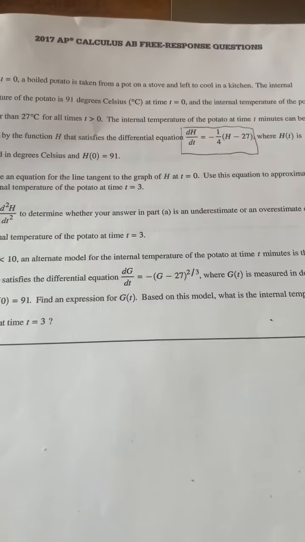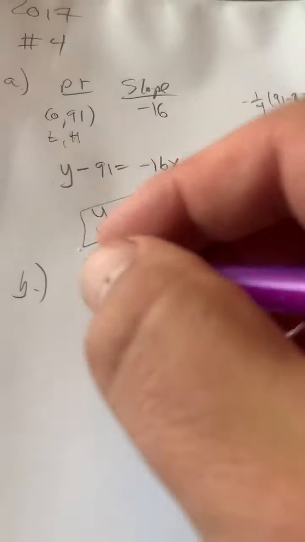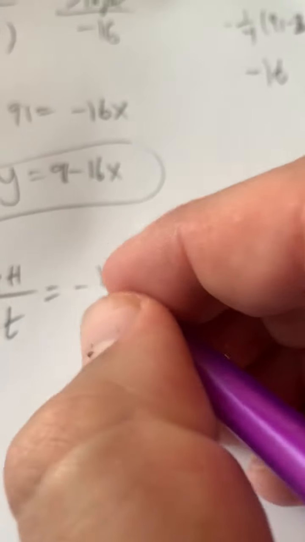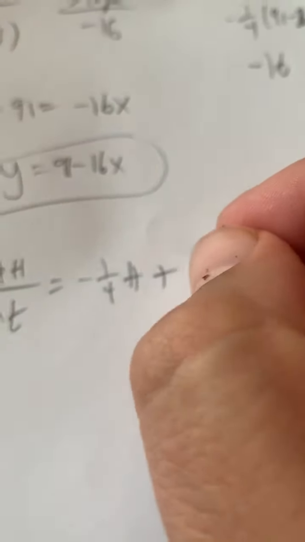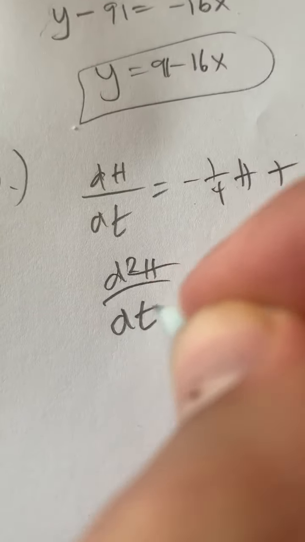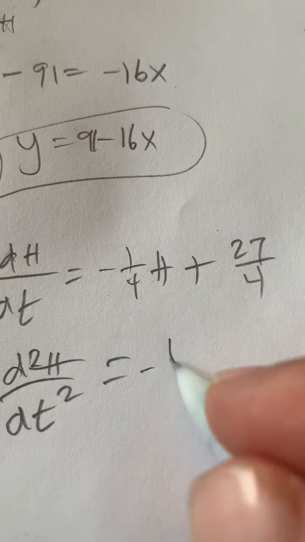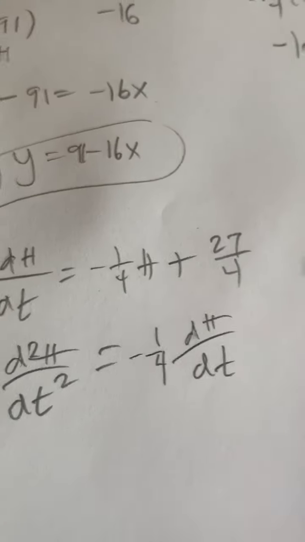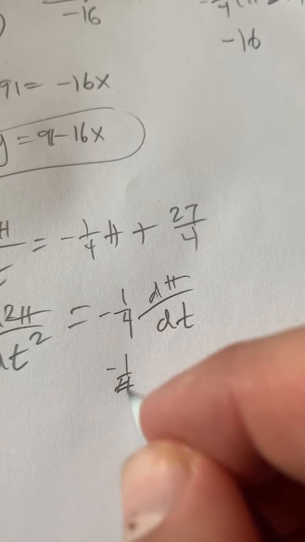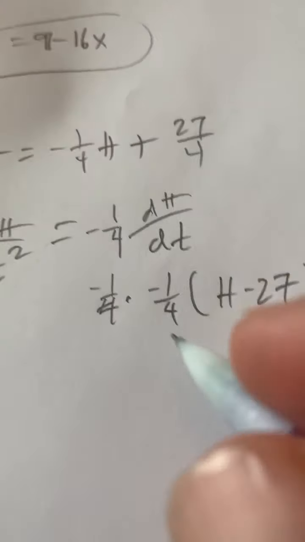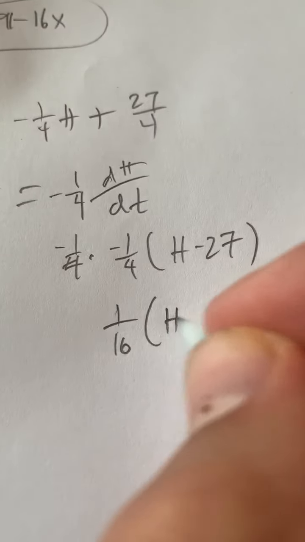Part B says use the second derivative to determine whether your answer is an underestimate or an overestimate. Okay, so if I have the first derivative here, I'm going to distribute the negative 1/4, so I'll get negative 1/4 h plus 27/4. If I take the derivative of that, remember all of these derivatives are with respect to time. So this will be negative 1/4 times dh dt, and we already know what dh dt is equal to, so I'll do negative 1/4 times negative 1/4 times h minus 27.